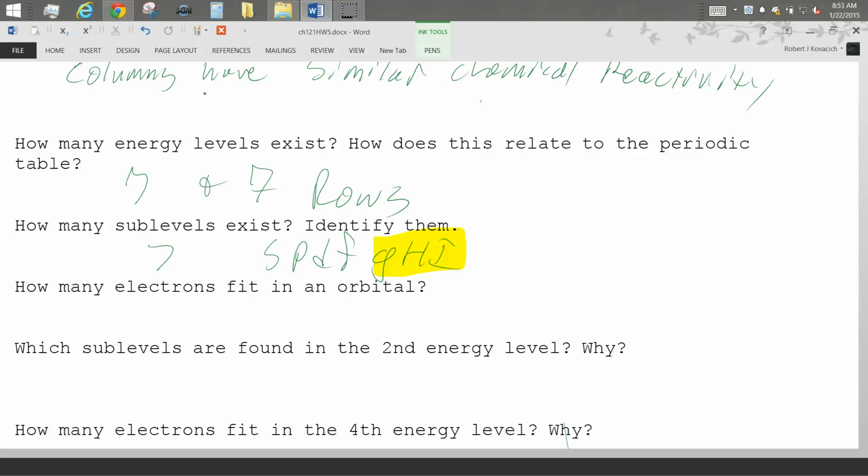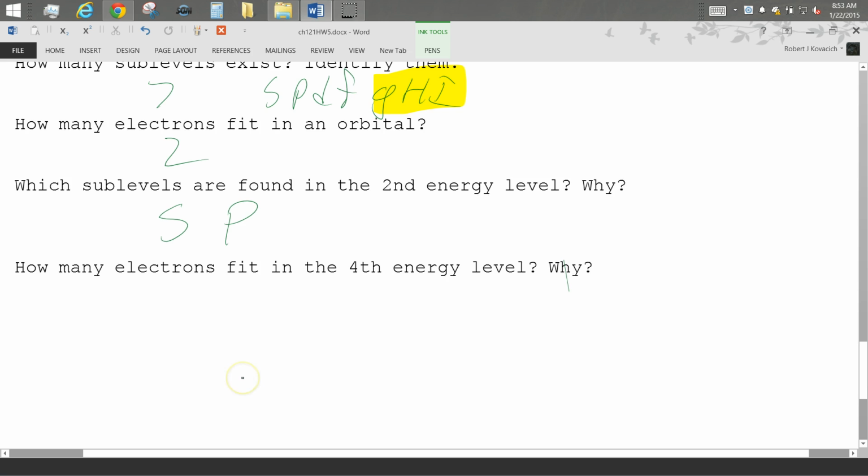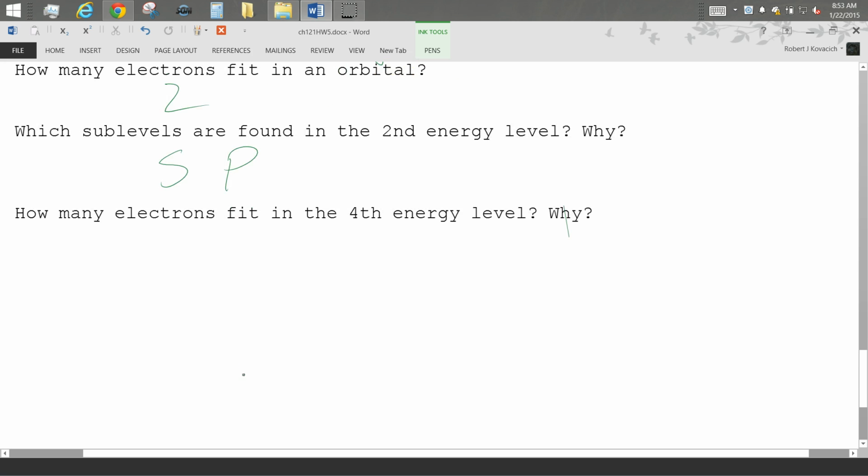Electrons, how many electrons fit in an orbital? 2, that's it, just 2. So which sublevels are found in energy level 2 and how come? The 3 Ps, that part of it, well, okay, those are orbitals though. Oh. So the S sublevel and the P sublevel. The S sublevel is found in every single energy level. The P sublevel is found in all the energy levels except which? Number 1, because it can only have 1 sublevel. Okay. So it's 2 sublevels, S and P are found in there because it's energy level 2, so it has 2 sublevels.